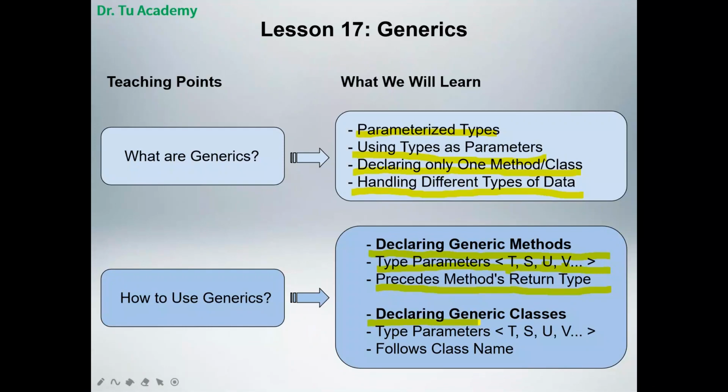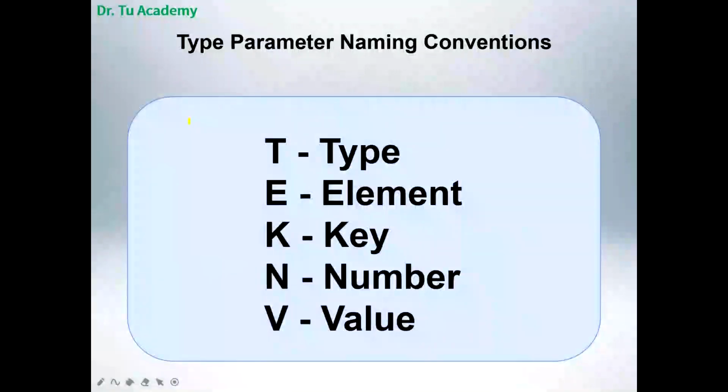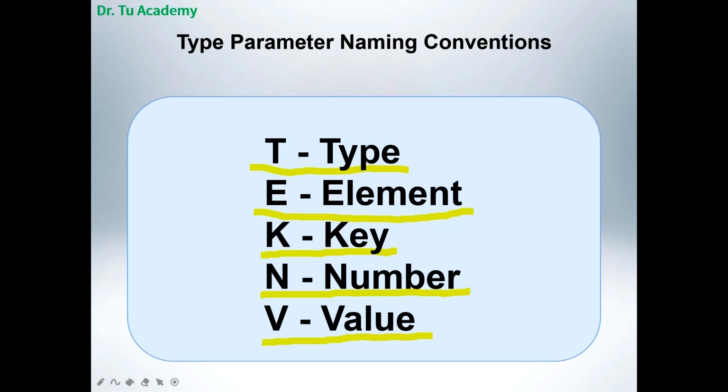To declare a generic class, we put the type parameter section after the class name. This is the type parameter naming convention. T means type, E means element, K means key, N means number, V means value. Now let's take a look at the actual code examples of how to use generics.